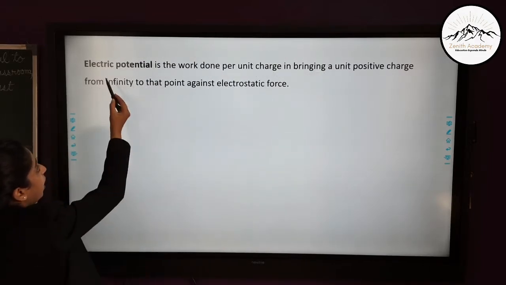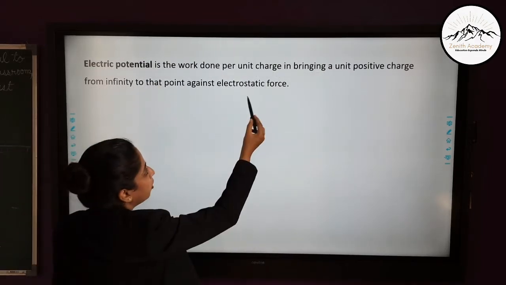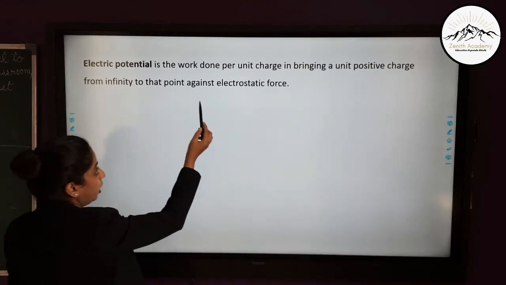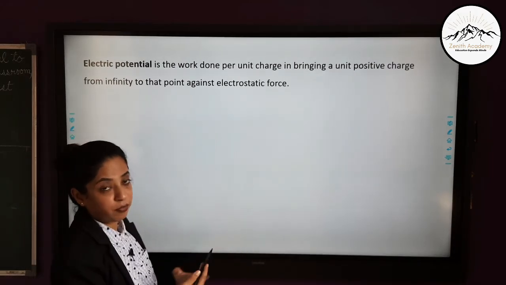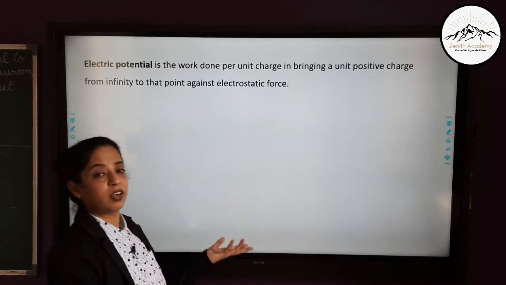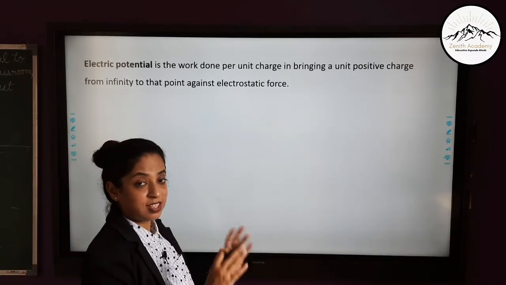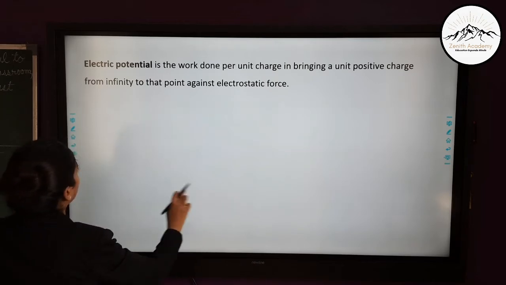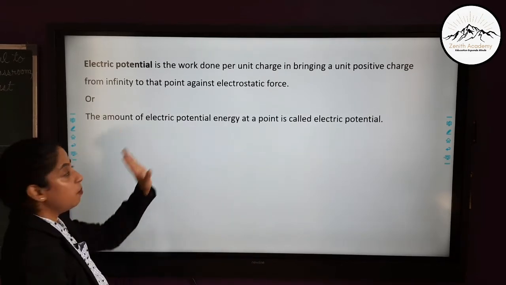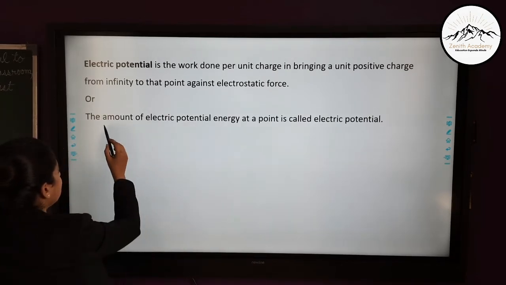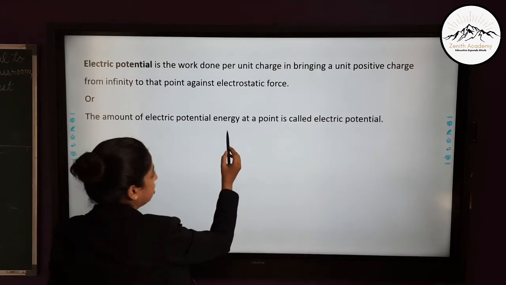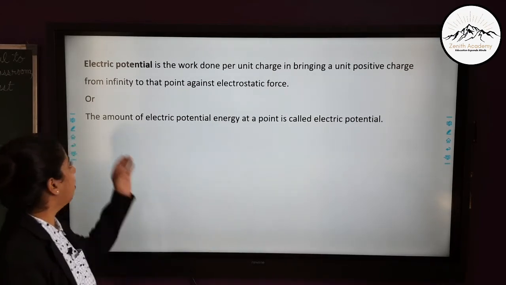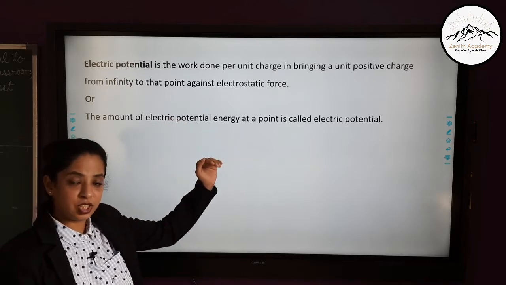So, now we know electric potential is the work done per unit charge in bringing a unit positive charge from infinity to that point against the electrostatic force, and we know that there is no electrostatic force between the two charges as they are separated by infinity. Or in simple words, we can define it as the amount of electric potential energy at a point. So, at a particular point, what is the amount of electric potential energy?